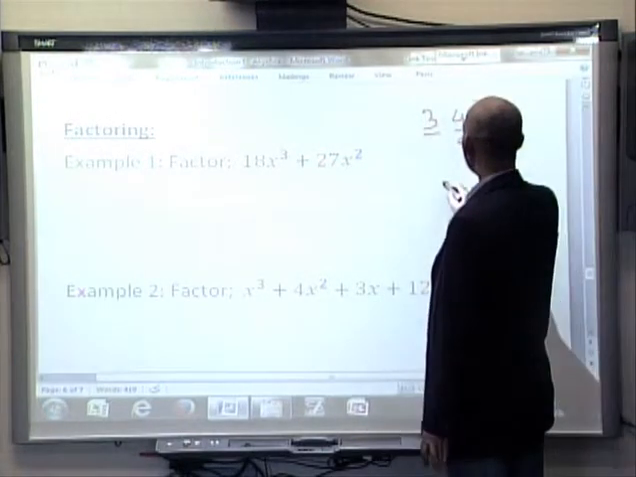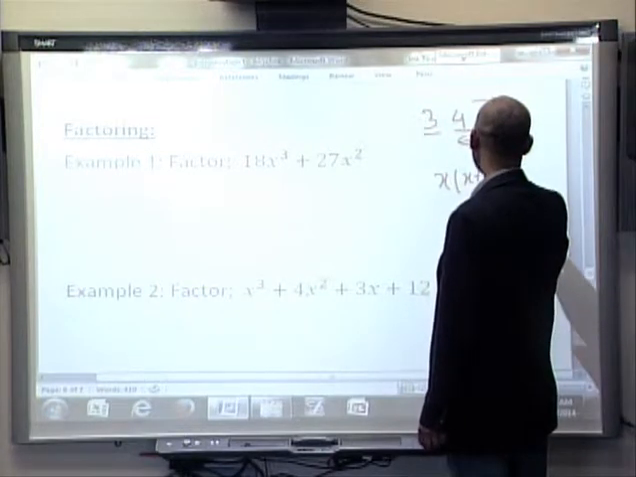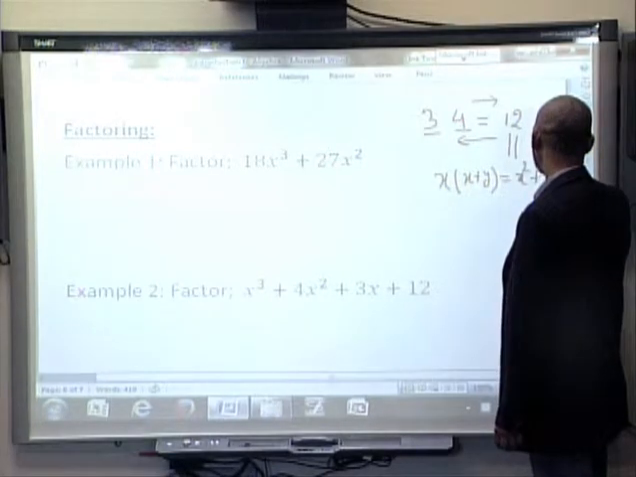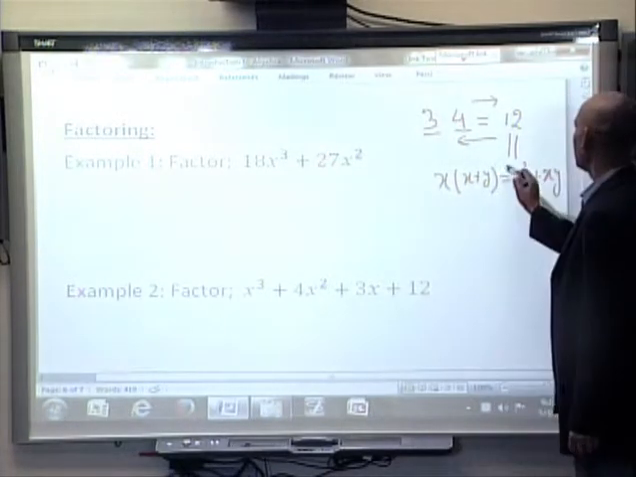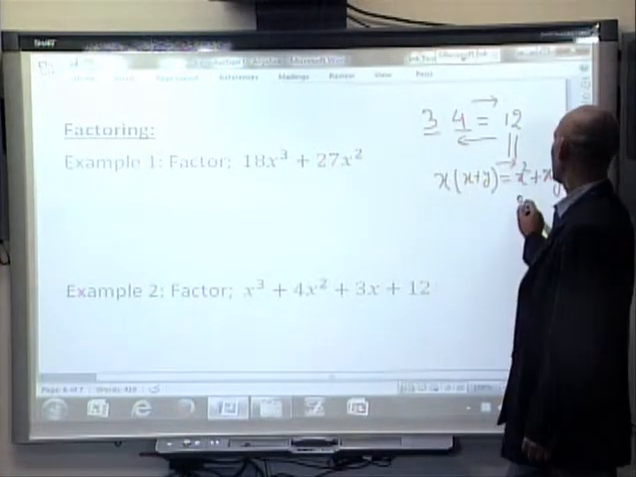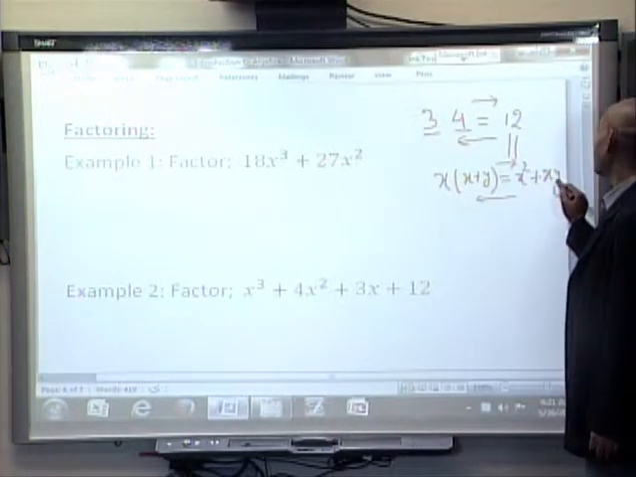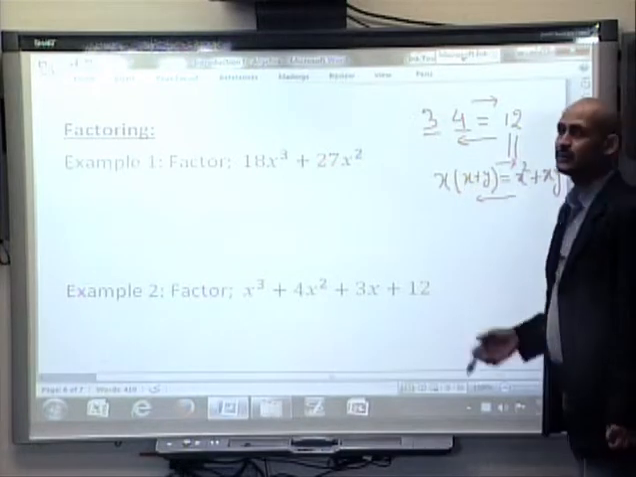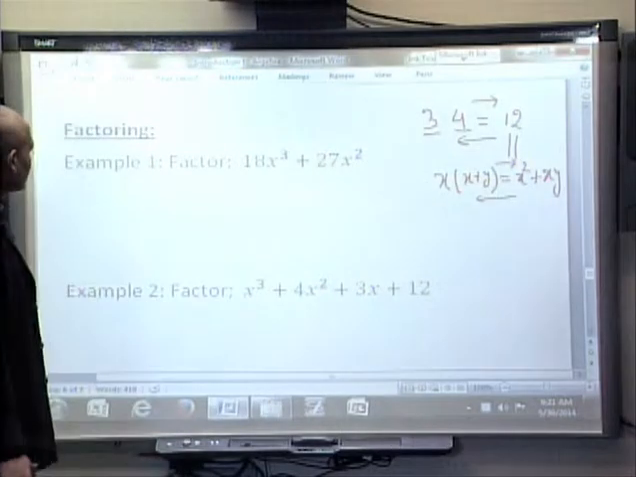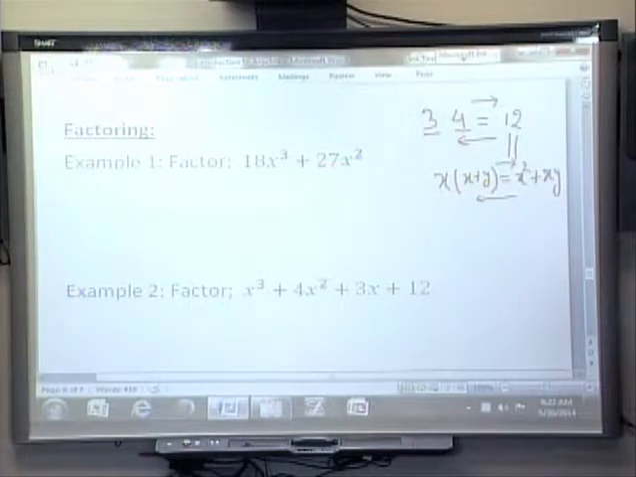So for example, if I multiply x with x plus y, then x times x is x squared, x times y is xy. Doing this is multiplying and going back is factoring. If I go back from x squared plus xy to x times x plus y, it's called factoring. Okay, now let's look at one example of an algebraic expression and let's factor it.